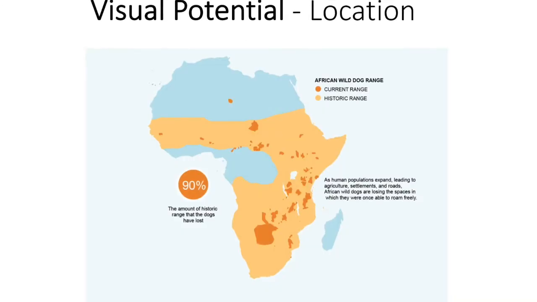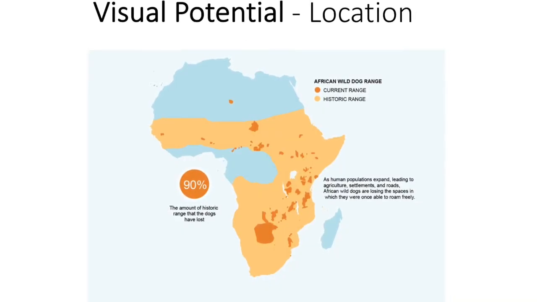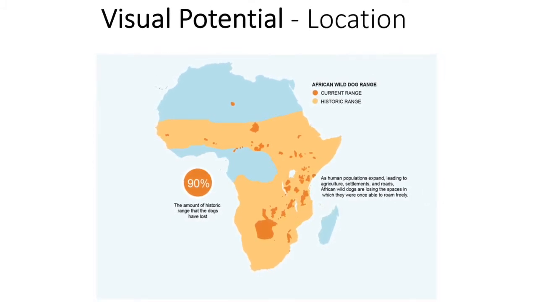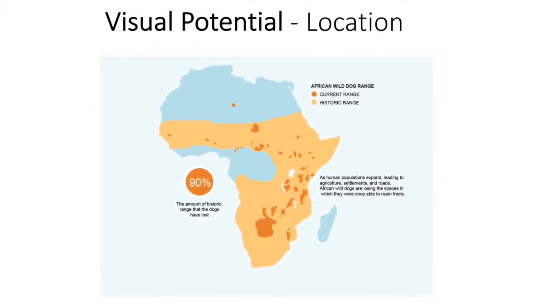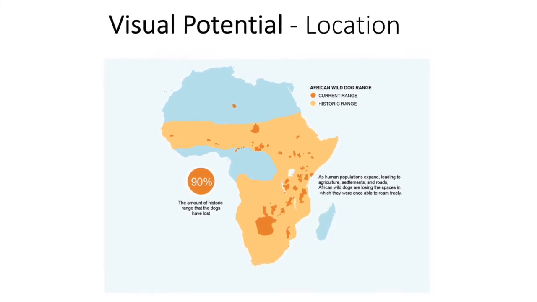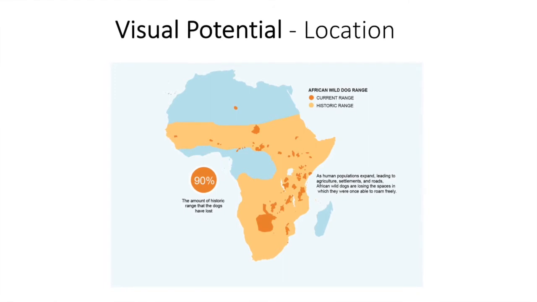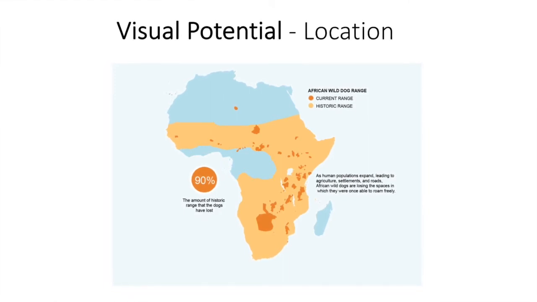The visual potential of location refers to the potential to communicate positions of things or places relative to each other using positions on the page. For my location display, I created a map of Africa, which contains colored sections representing the current and historic range of the African wild dog throughout Africa.